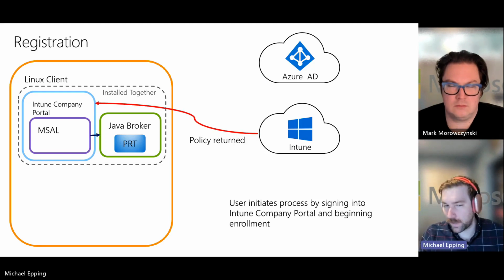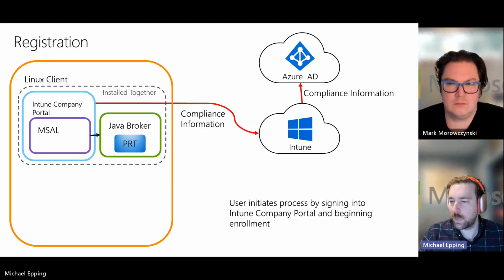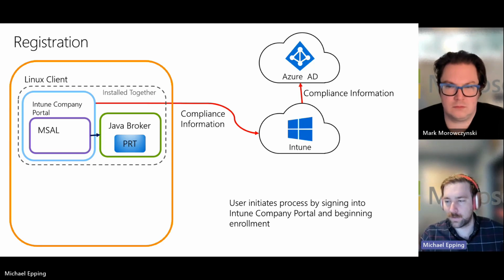Intune returns compliance policy, which we can evaluate to see, is this endpoint going to be compliant or not? We return that compliance information to the cloud service, and then we write that compliance information from Intune to Azure AD. And at this point, the device can be used to satisfy compliant device requirements in conditional access policies.